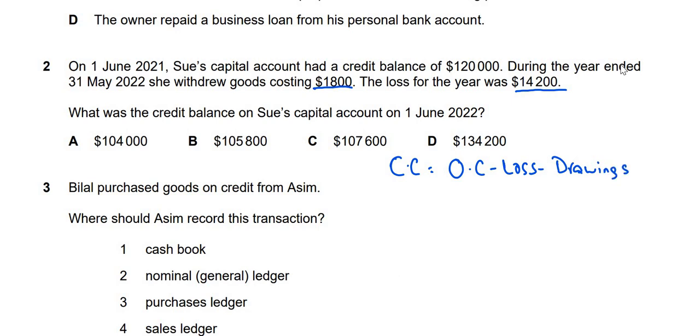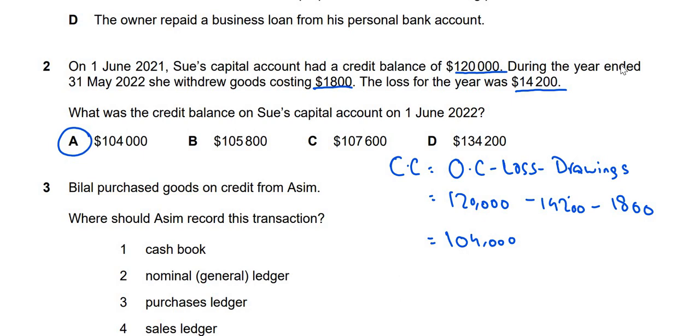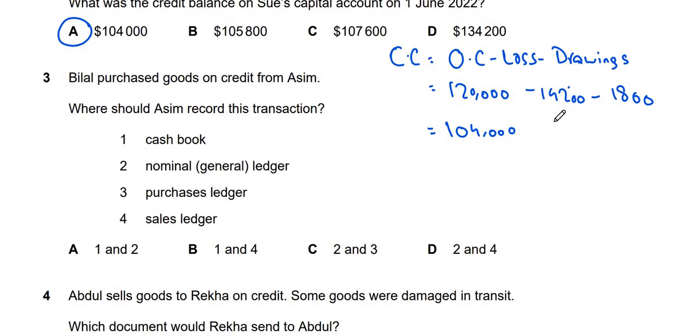Okay, so opening capital is how much? It's 120,000. Alright, how much is the loss? It's 14,200. And how much are the drawings? 1800. So once you solve them, closing capital will be 104,000. So the answer is 104,000. The answer is going to be A.